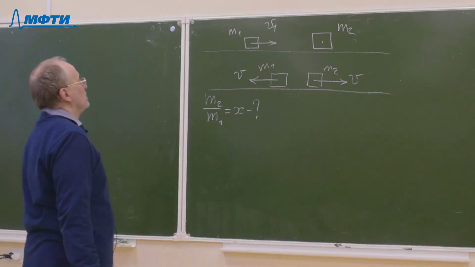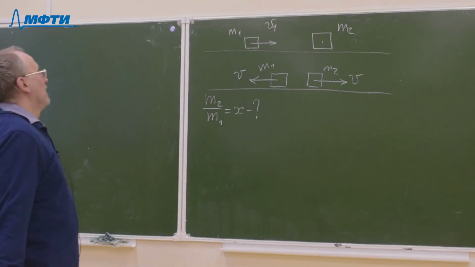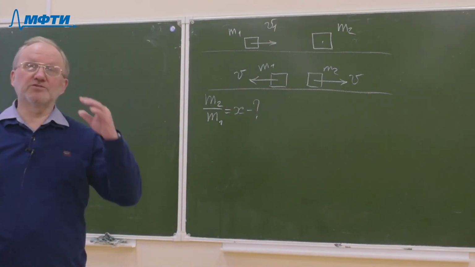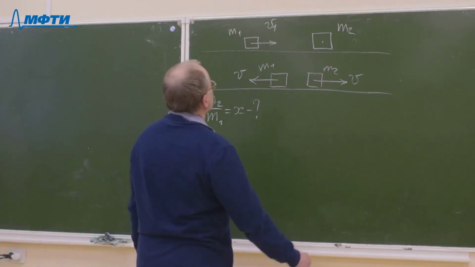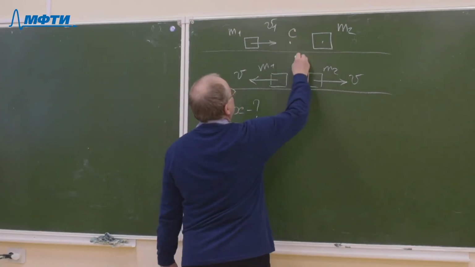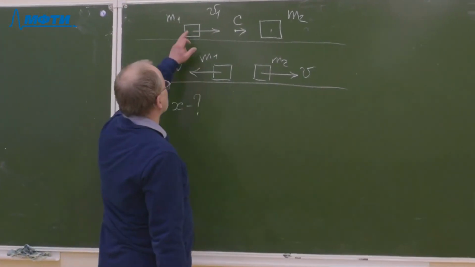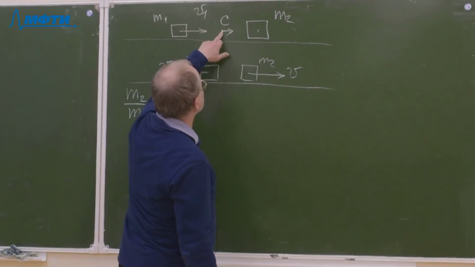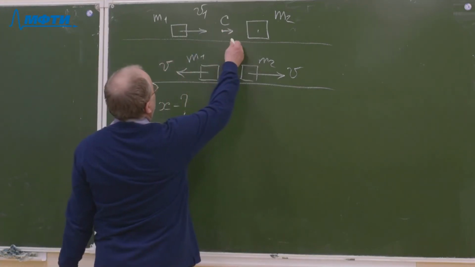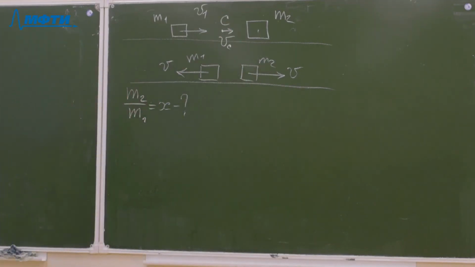Which law of physics can be used here? Certainly, the law of conservation of momentum, and also we can use the theorem on the motion of the center of mass. The center of mass of these two bodies, let's denote it here by point C, moves at some velocity because the first body moves and the second does not move. So the center of mass is somewhere in between them, and it moves with some velocity. I don't know what this velocity is. Let's denote it by Vc, the velocity of the center of mass.